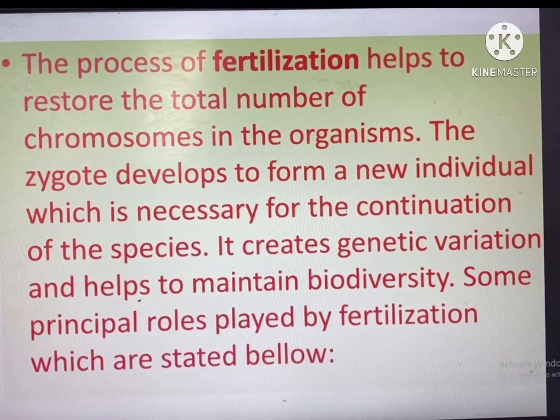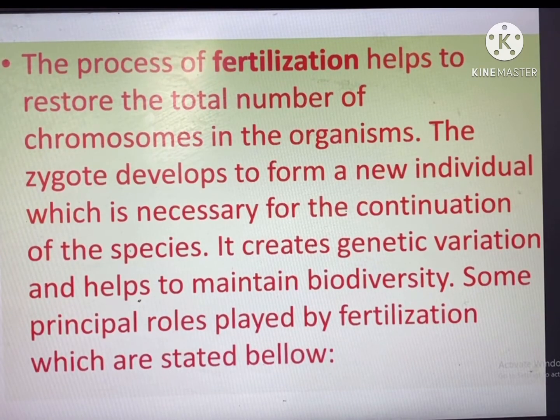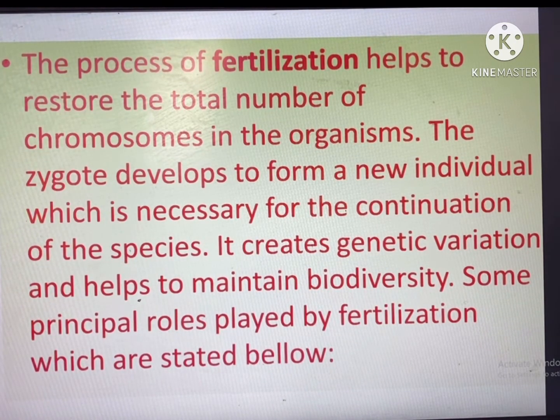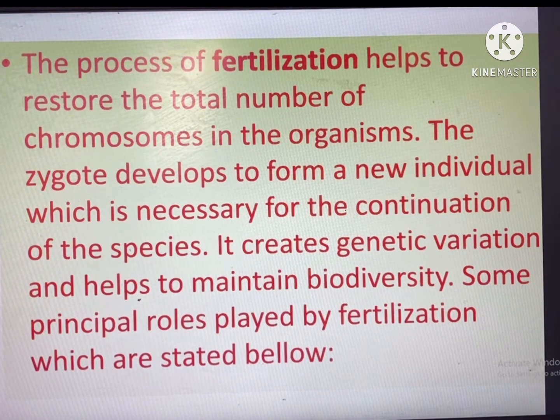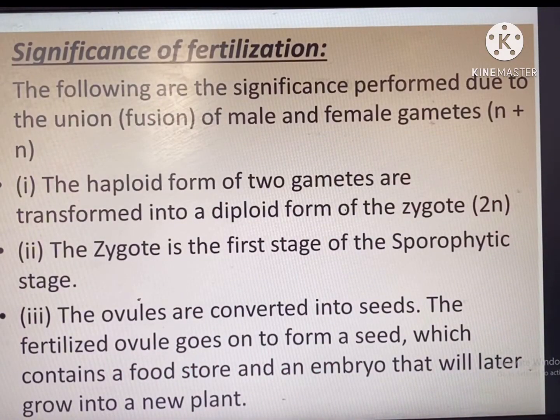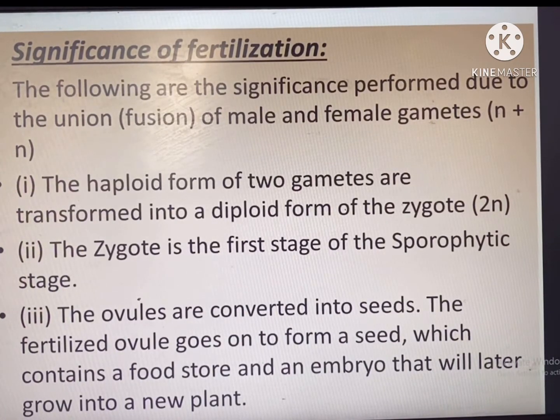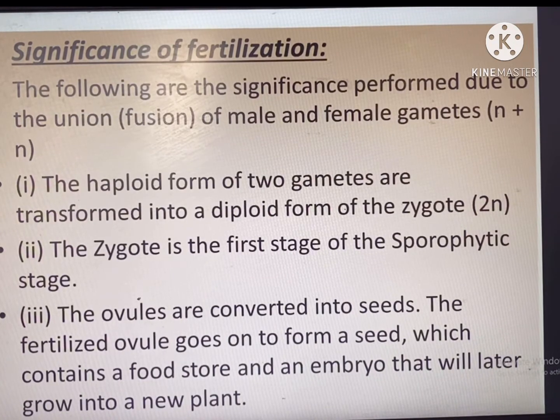The process of fertilization helps to restore the total number of chromosomes in the organism. The zygote develops to form a new individual, which is necessary for the continuation of the species. It creates genetic variation and helps to maintain biodiversity. Some principal roles played by fertilization are stated below. So let's see the principal significance of fertilization. You may add more notes with the information. So following are the main significance of fertilization.